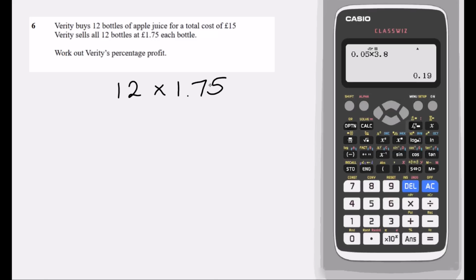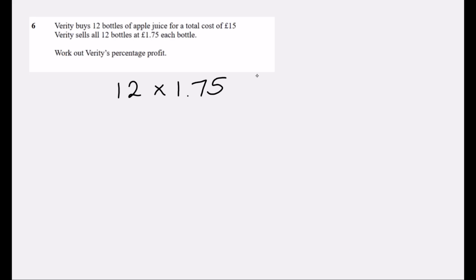Question 6. Verity buys 12 bottles of apple juice for a total cost of £15. She sells all 12 bottles at £1.75 each. We need to work out her percentage profit. So how much money does she make? She gets 12 times 1.75, which is £21. So her profit is 21 take away 15, which is £6.